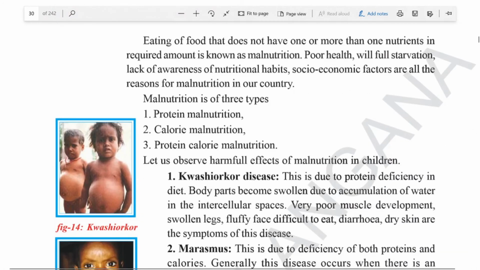Let's see. There are three types of diseases caused by malnutrition. Protein malnutrition means protein is less: we are taking only carbohydrates, only rice, but not proteins, not pulses nor cereals. So it is deficiency of protein. Calorie malnutrition: we are taking proteins but not enough calories. Then protein calorie malnutrition: food which lacks both protein as well as calories.